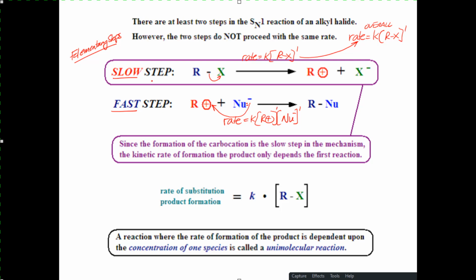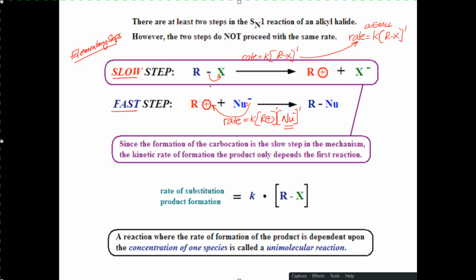If the situation was reversed, the nucleophile would show up in the rate equation. When I changed the nucleophile, it would have affected the rate. And so what we have is a two-step mechanism here, with step number 1, the formation of the carbocation, being the slow step, and the reaction of the nucleophile with the carbocation being the fast step.